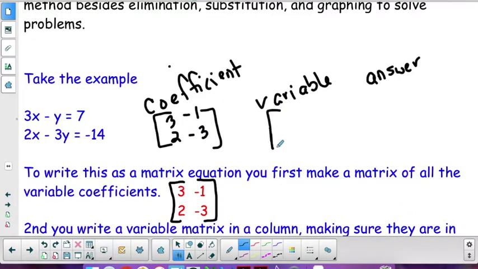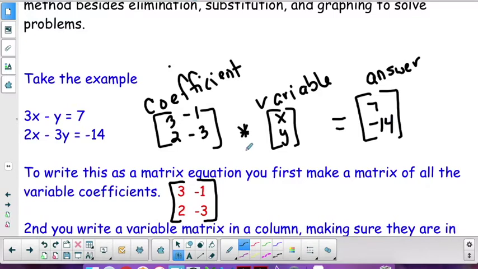Okay, our variables are x comes first and then y, and these do need to be written in order of how they're written in the equation. And here's why, and I'll show you. So these are technically being multiplied, right? And then your answer matrix is 7, negative 14.